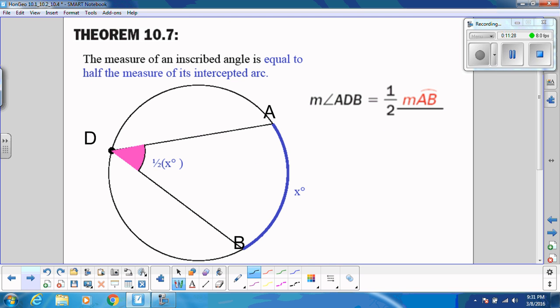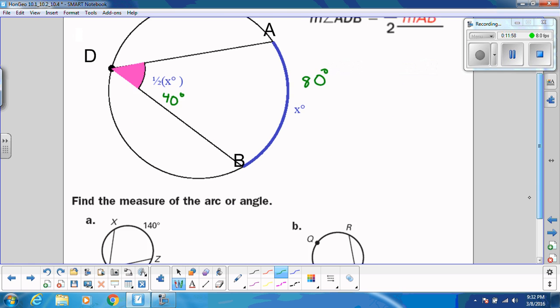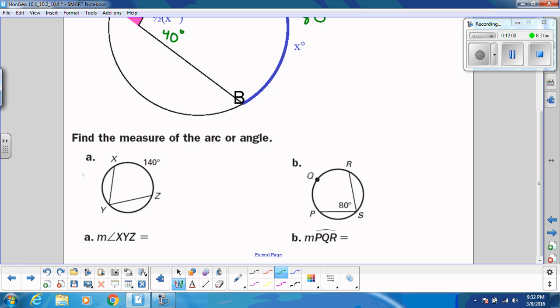So here's a theorem that you need to know. The measure of an inscribed angle is equal to half the measure of its intercepted arc. So whatever that arc is, let's say in this diagram we call that 80 degrees. This inscribed angle has to be half of that. So this inscribed angle has to be 40 degrees. Okay, so let's do some examples here.